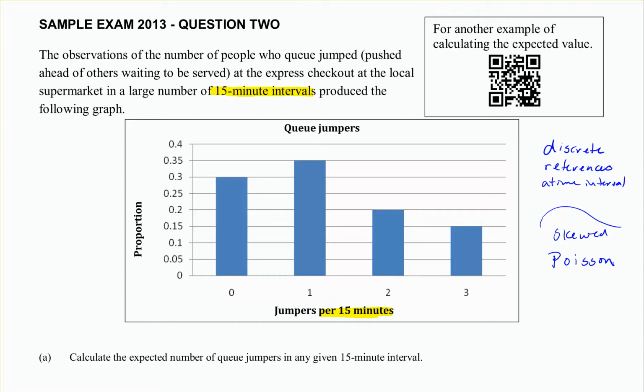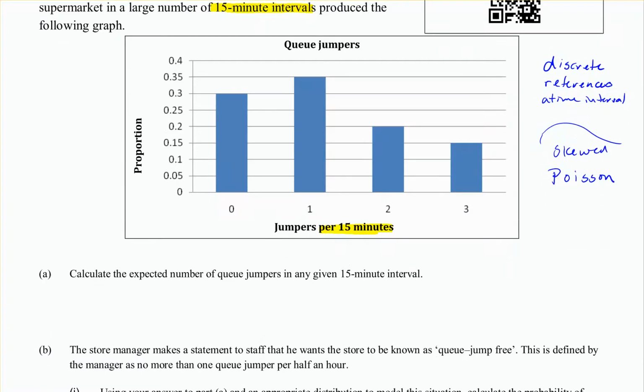Okay. So to talk about this, we're going to first calculate the expected number of queue jumpers in any given 15-minute interval. This is going to relate to the expected value problems. We can do this by hand, and we can also put it into our calculator, but I'm just going to show what I'm doing. Here first are the outcomes, basically how many jumpers you had, and this is the probability of that happening. For 0 queue jumpers in 15 minutes, that was 0.3, just reading it off the graph. 1 is 0.35, 2 is 0.2, and 3 is 0.15.